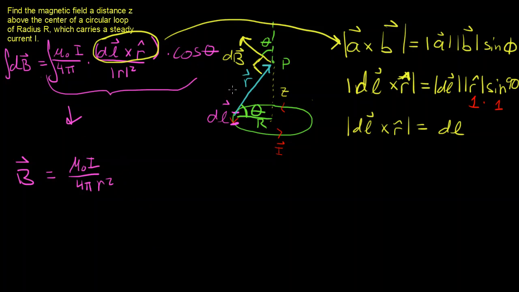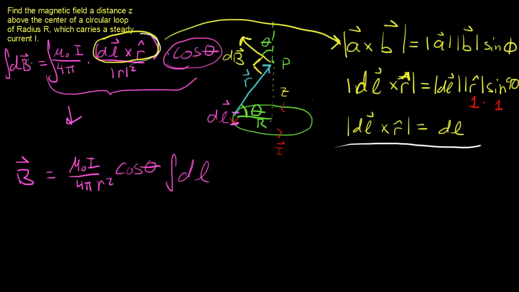And even because r is constant, the cosine of theta is also always going to be constant, because theta is always constant, times the integral of, well, all that's left now is dl, because we already found out that dl cross r here is just equivalent to the magnitude of dl. Okay? So all we have here is dl.